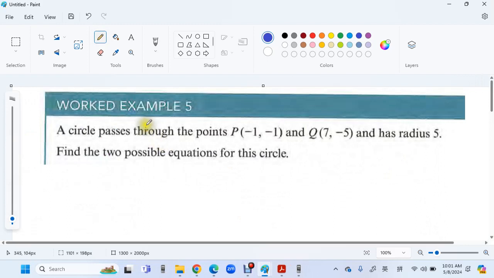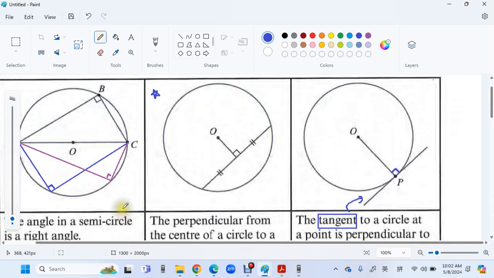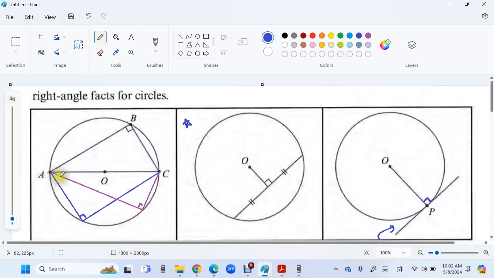If we look at worked example 5, a circle passes through the points P and Q and has a radius of 5. Find the two possible equations for this circle. So over here, PQ won't be the diameter. Why can PQ not be the diameter? Because if PQ is a diameter, then we have only one possible circle.